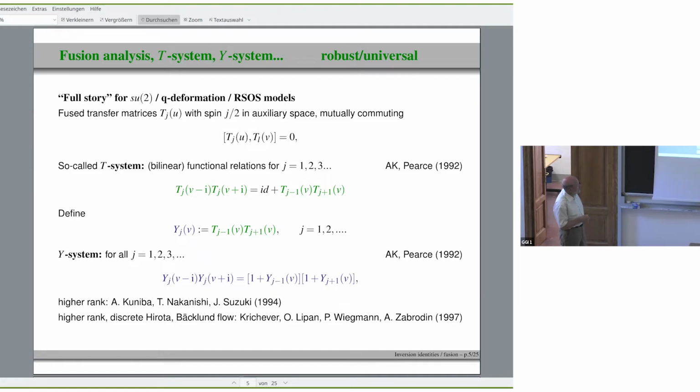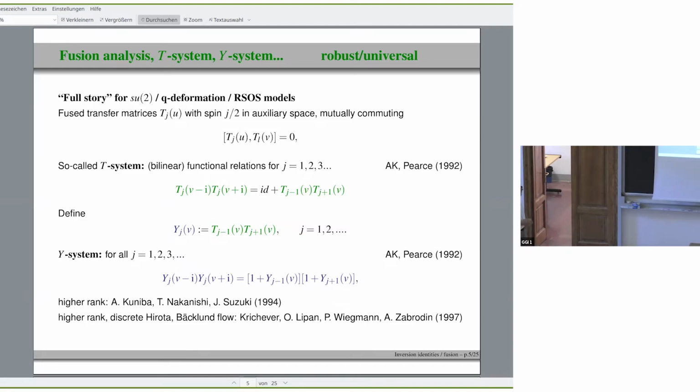And on the right-hand side, we have the identity plus a product of T's with different indices, but the same spectral parameter v. Maybe we did not write it in this way in those years, but the algebraic structure is like that. Now, what do we do with it? If we define the product on the right-hand side as something we call Y, actually in those years we called it little t, then these objects Y satisfy this set of functional equations.